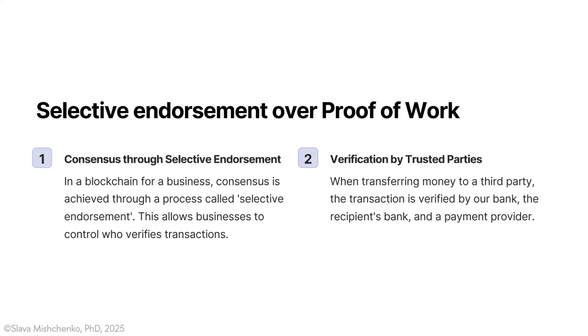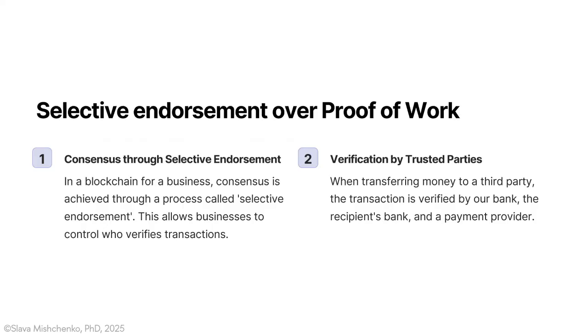And now let me explain the third major distinction between Bitcoin's blockchain and business blockchains, which is their consensus mechanisms. This is one of the most significant architectural differences I've encountered in my research and practical work. In business blockchains, we use what I call selective endorsement in order to achieve consensus. Let me explain what this means with a practical example that I often share with my students.